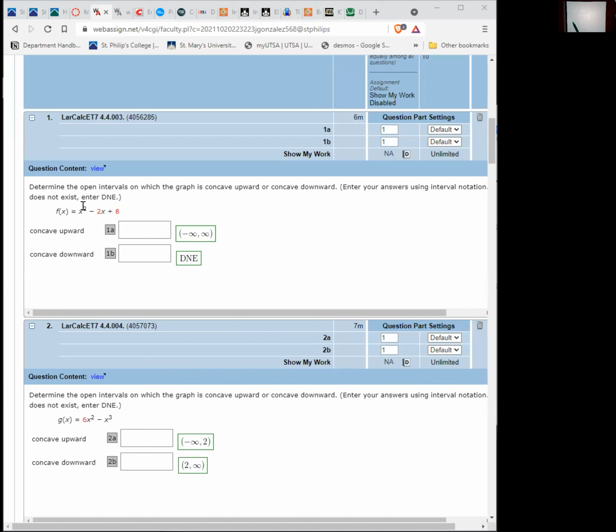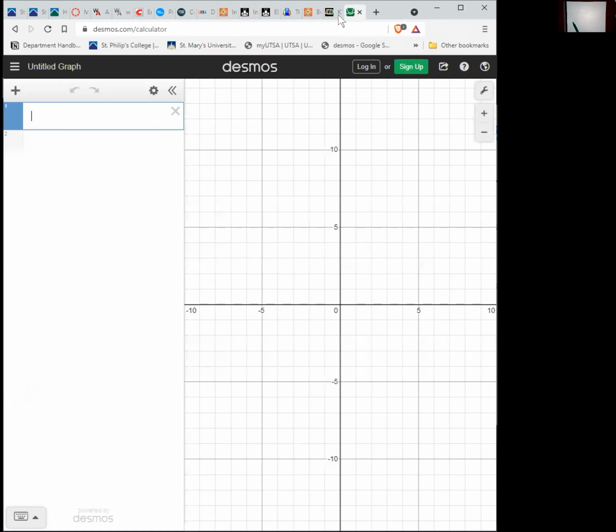So let's start with something really easy. It's number 1 on your homework. This is a parabola, and we know that it's opening upward. It starts off asking you stuff like concave up, concave down. So let's go ahead and graph that guy. It was x squared minus 2x plus 8.